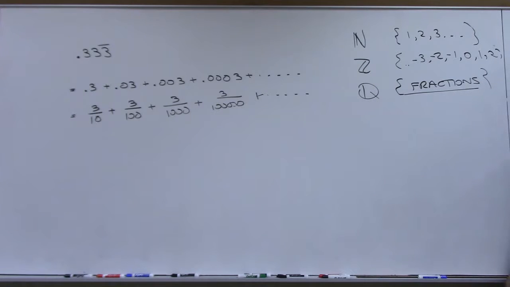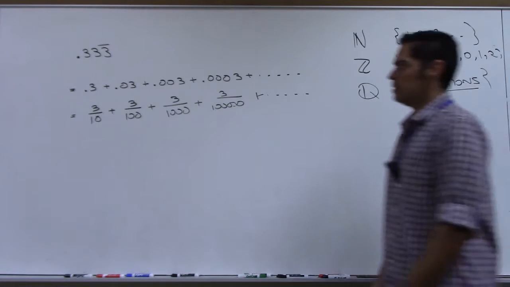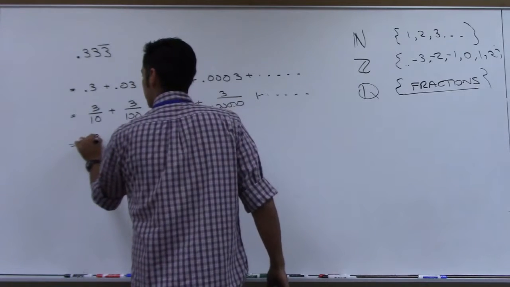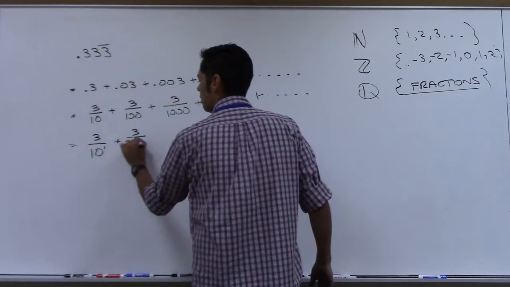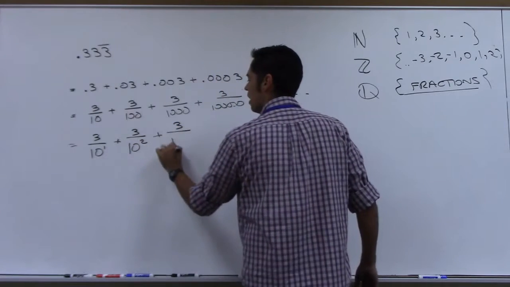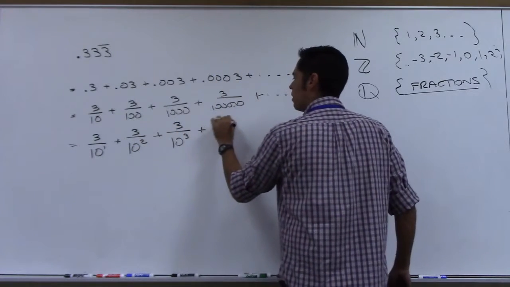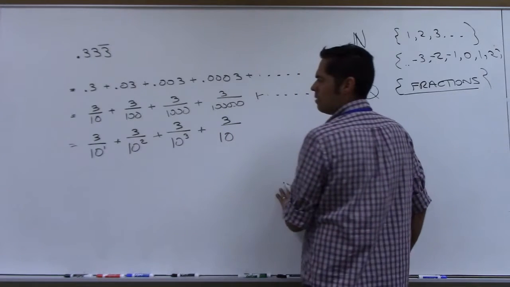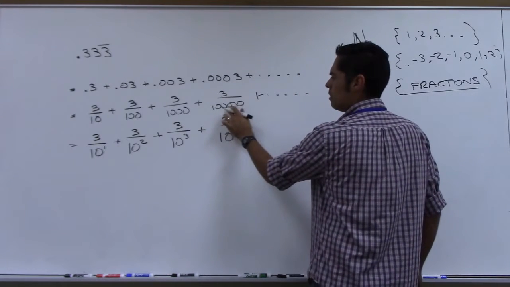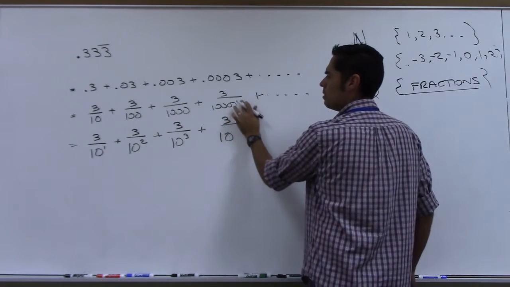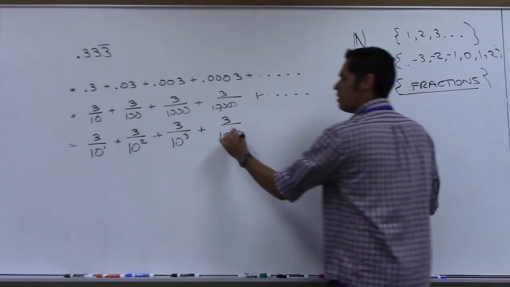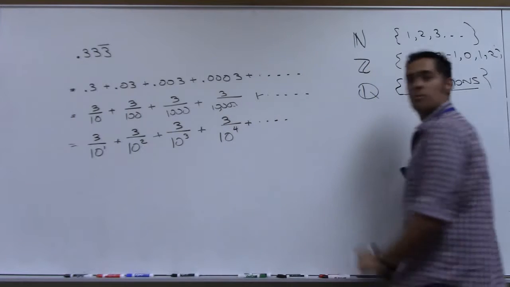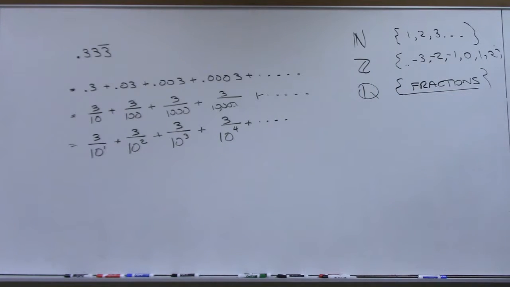Do you see the pattern here? This is 3 over 10 to the first, 3 over 10 squared, 3 over 10 cubed, 3 over 10... Wait, did I lose this? I think I put too many. That's what it was. I went too many zeros there. 10 to the fourth. Do you agree with that? Do you see the geometric series coming to life here?